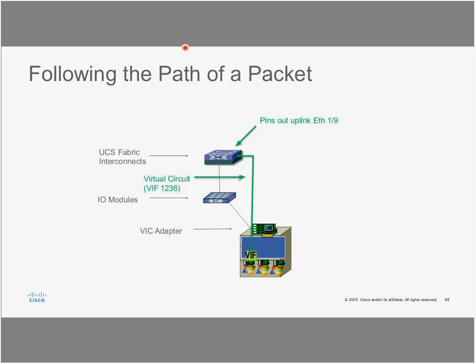Okay, so let's paint a picture of that. We know that our virtual circuit for that VNIC 1 is 1236, and we also know that it's pinned to uplink port 19. Then we're going to follow the packet and learn all the other interfaces as we go forward. So right now we know server 11 VIF 1236 is pinned out of Ethernet 19.